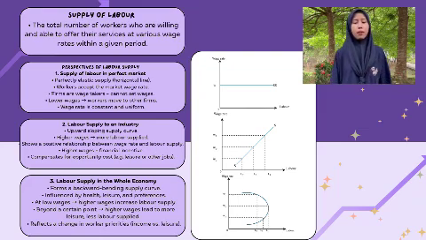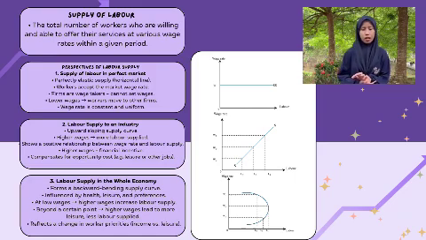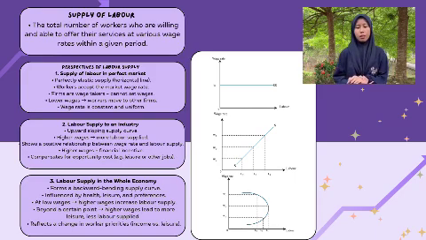Third is supply of labor for the entire economy. The labor supply for the entire economy forms a backward bending supply curve. It is influenced by factors such as health, leisure time, and individual preference. In the early stage, an increase in the wage rate will lead to a higher labor supply. But beyond a certain point, workers may choose more leisure time and reduce their labor supply even if wages continue to rise.